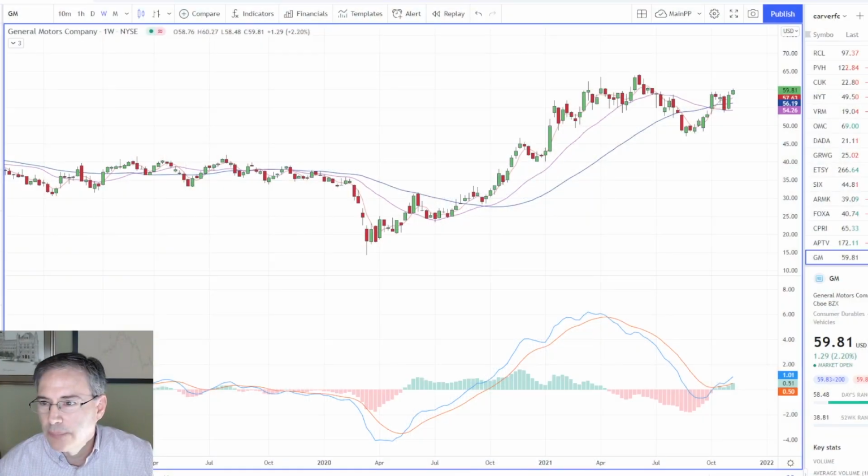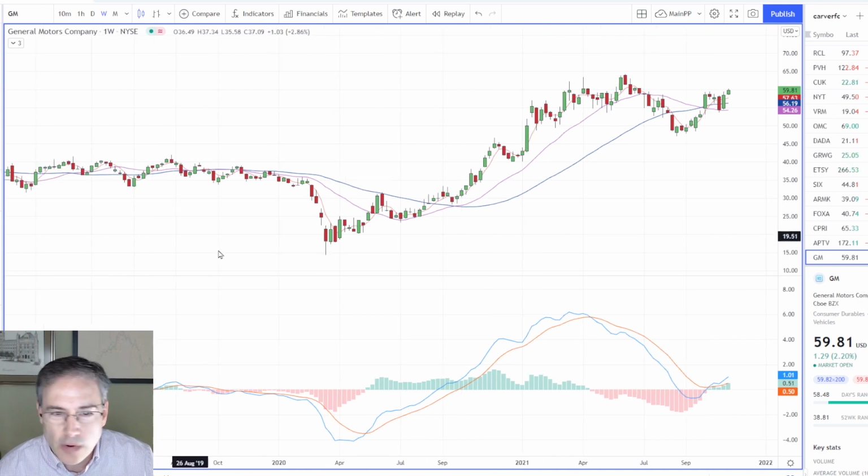I want to give you the example. Actually, I've got three examples I'm going to use. I'm going to start with GM on a weekly chart because I want you to first understand what is actually taking place with the MACD and that MACD histogram. So the blue line here is the MACD, and that's telling us the difference between the 12 exponential and the 26 exponential moving average.